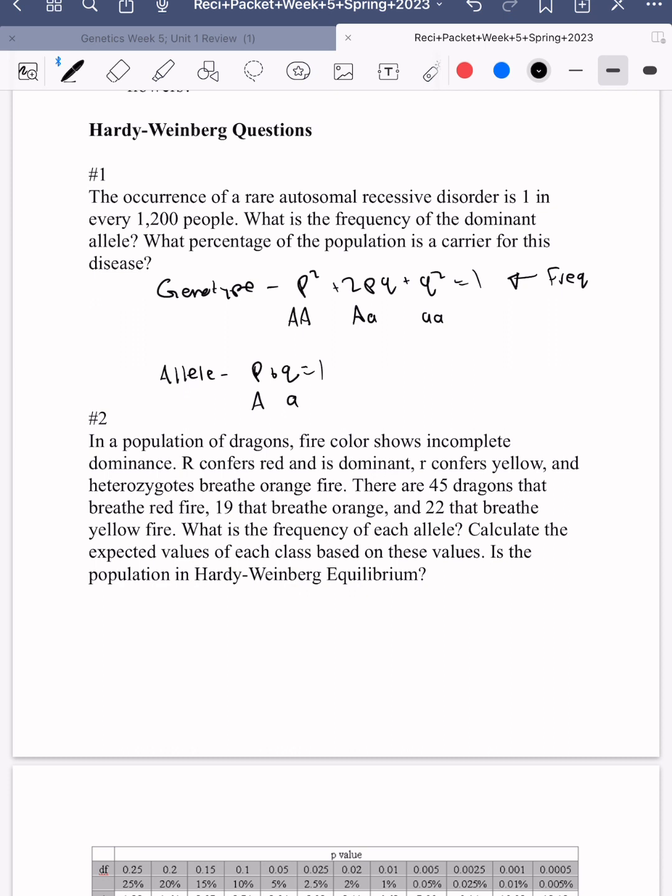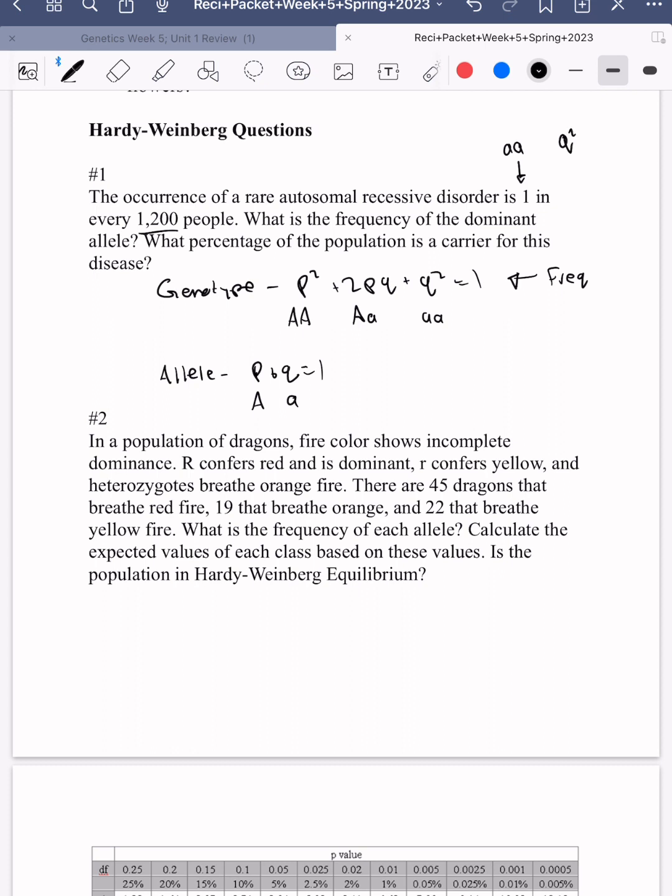For this question, it says that the occurrence of a rare autosomal recessive disorder is 1 in every 1,200 people. What is the frequency of the dominant allele? What percentage of the population is carrier for the disease? What we're given is the number of individuals that have this recessive disorder in the entire population. So this is giving us q squared.